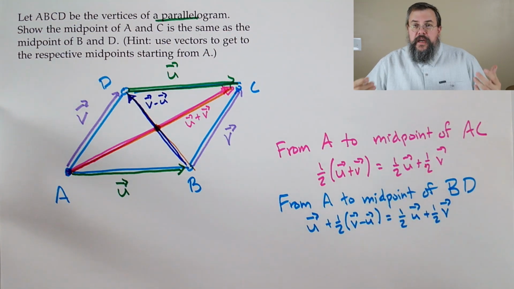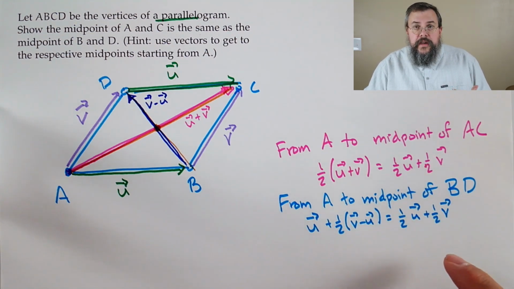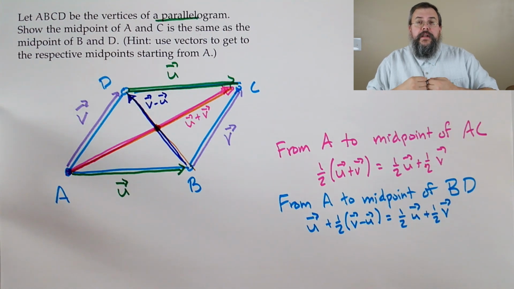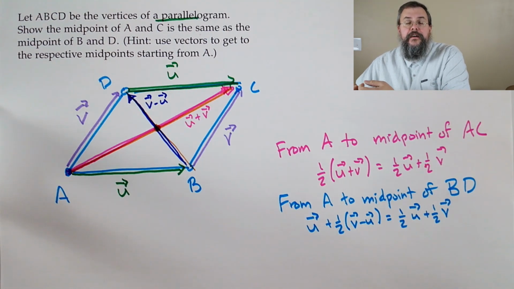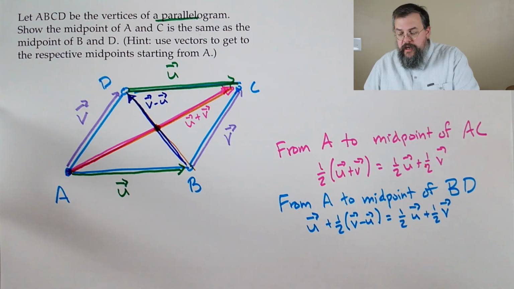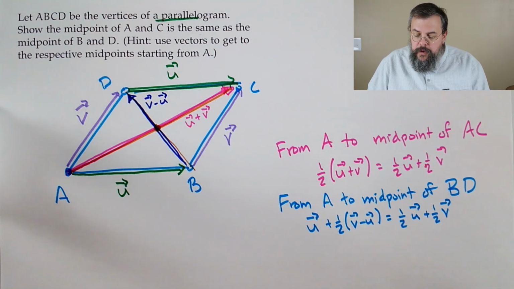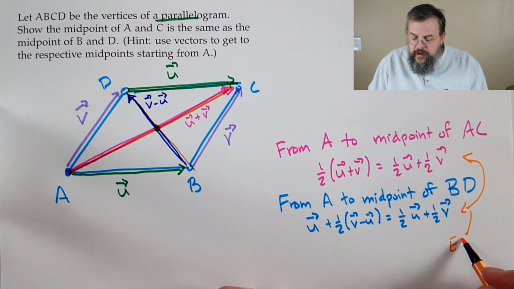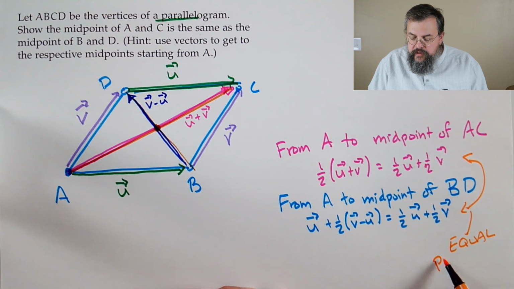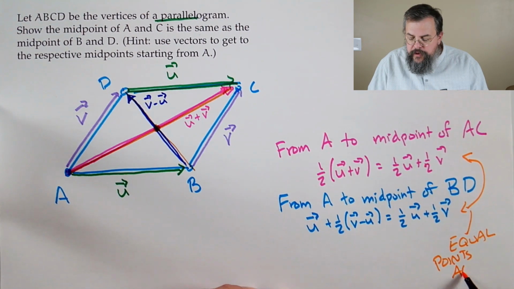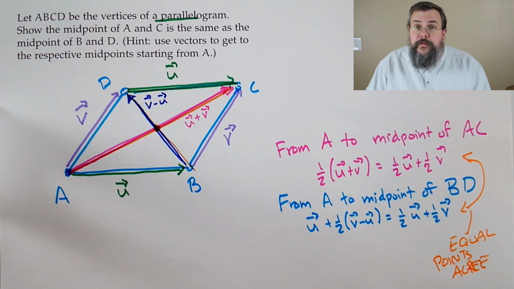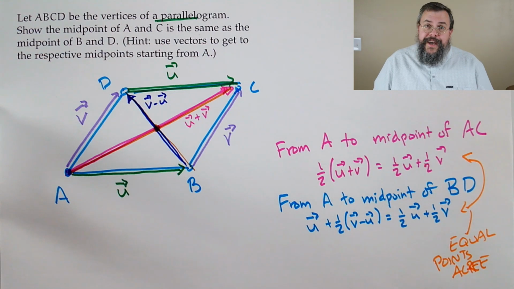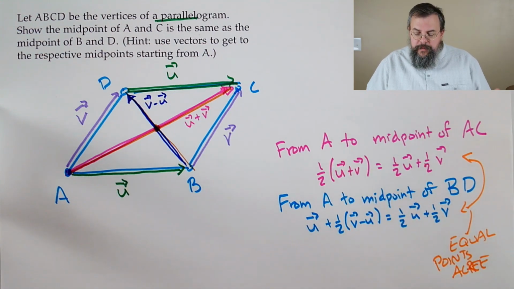To get from A to the midpoint of BD, it's the same change. Well, if I start at a point and I change in the same way, I'm going to end up at the same point both times. So we now can conclude that these are equal, and therefore the points are going to agree. And therefore, that's the proof. We start at the same location. We always start at A. We move by the same amount, and therefore we must be at the same point.